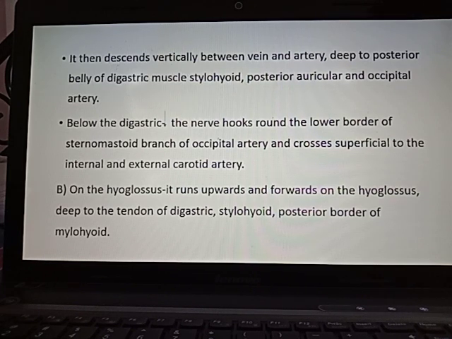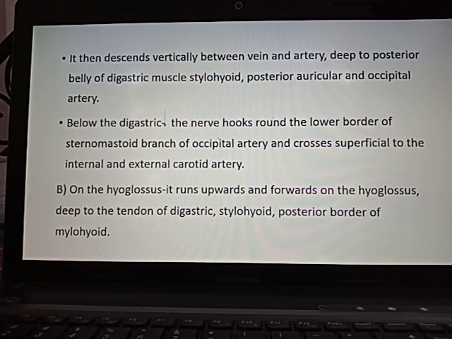Then it descends vertically between vein and artery, deep to the posterior belly of the digastric muscle, stylohyoid, posterior auricular and the occipital artery. Below the digastric, the nerve hooks around the lower border of the sternomastoid branch of the occipital artery and crosses superficial to the internal and the external carotid artery. On the hyoglossus, it runs upward and forward deep to the tendon of the digastric, stylohyoid and the posterior border of the mylohyoid.